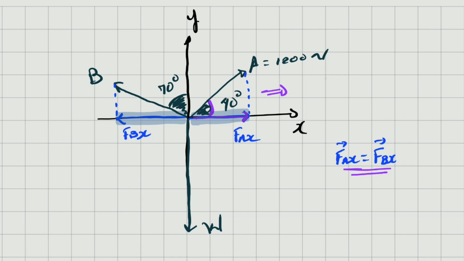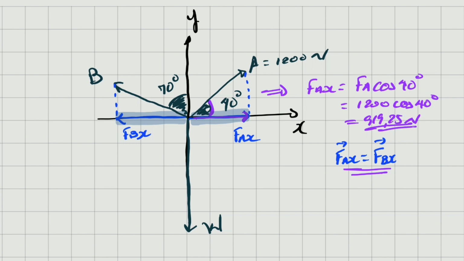You can see it there, and the adjacent side, so we can say that FA in X is equal to FA. The adjacent side is cosine of 40 degrees. Doing this one, we get 1200 multiplied by cosine of 40 degrees. The answer is 919.25 Newton. This is, as we said, the horizontal component of force A.